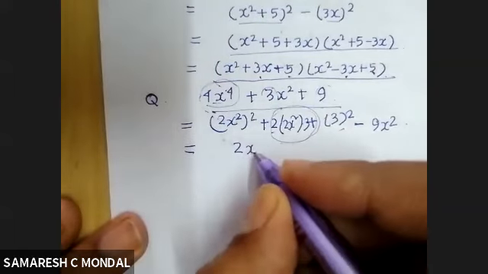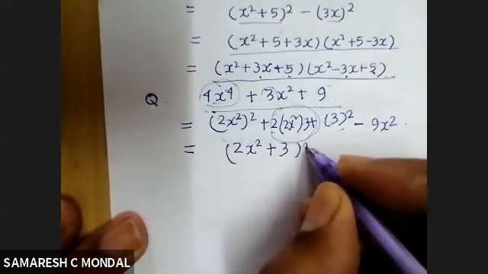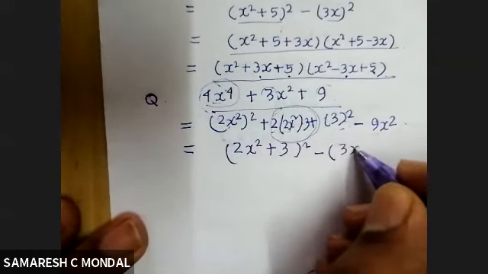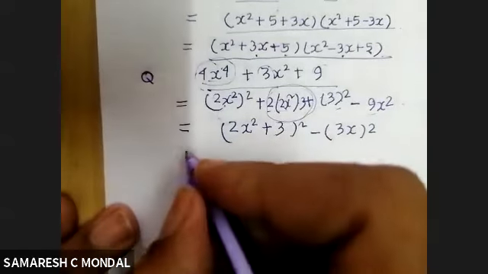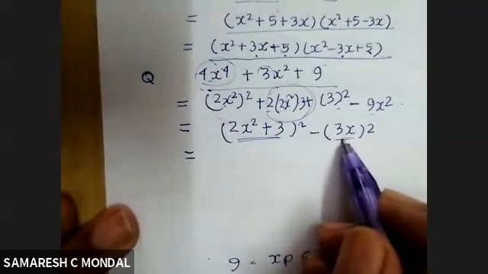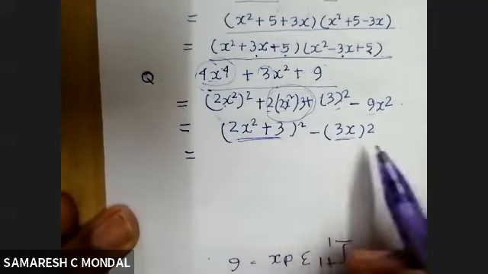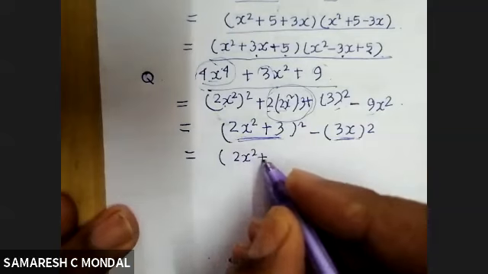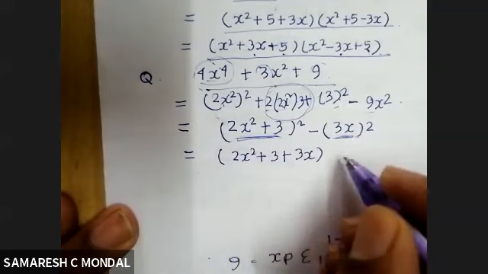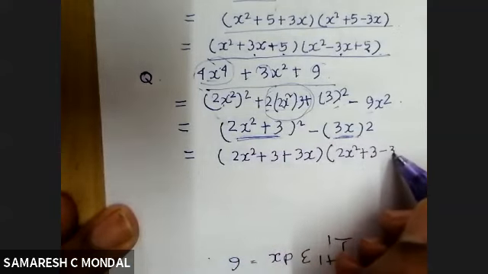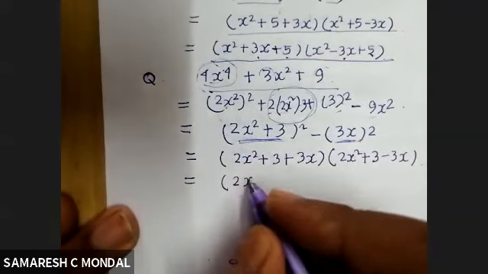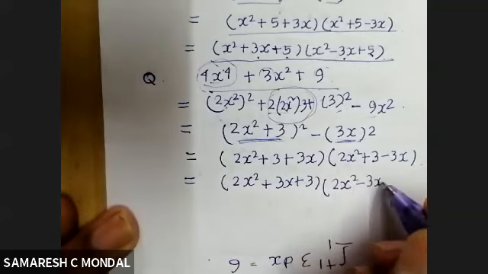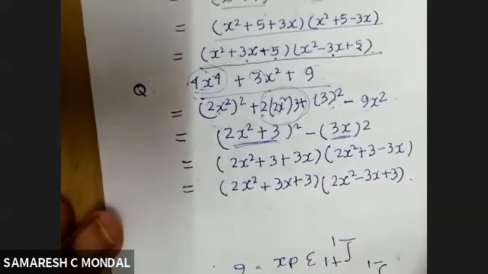So you get 2x square plus 3 the whole square, because a square plus b square plus 2ab is a plus b the whole square, minus, can I write this as 3x the whole square? If I can write this as 3x the whole square, now you will get in terms of a square minus b square. This term is considered to be a and this term is considered to be b. So a square minus b square is a plus b, 2x square plus 3 plus 3x, into 2x square plus 3 minus 3x. So you will get 2x square plus 3x, I am rearranging the terms, plus 3 into 2x square minus 3x plus 3. Okay.